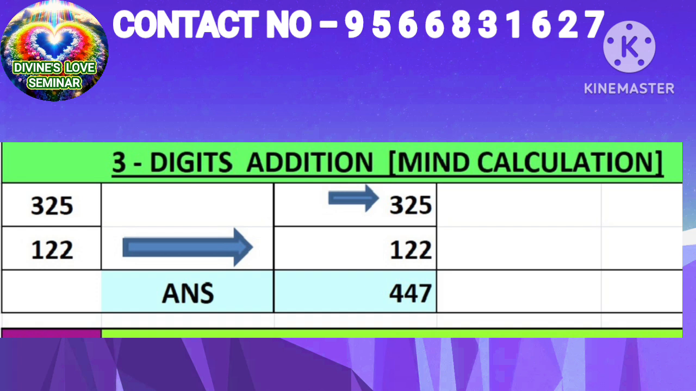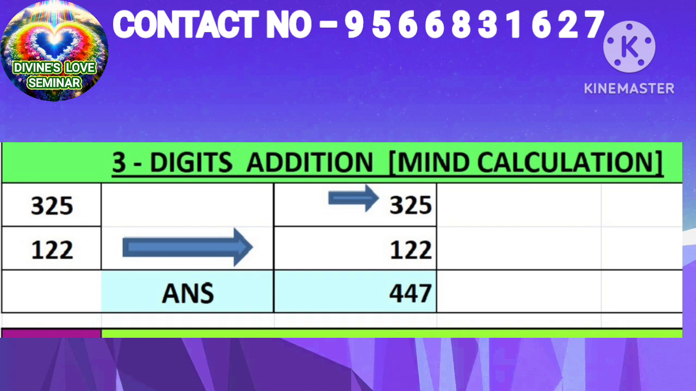325 plus 122. According to Vedic mathematics, we should calculate from left side to right side: hundreds place, tens place, ones place. Focus on the numbers. Ones place: 5 plus 2 is 7. It is below 10. Then tens place: 2 plus 2 is 4. It is also below 10. No remainder, so directly we can calculate speedily.